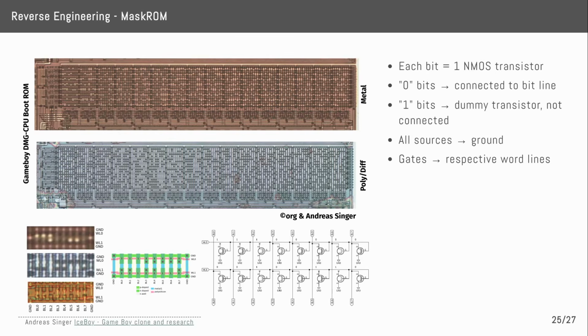If you zoom in and have a close-up, you can see that these are all basically transistors, and depending on whether there is a wire connected or not, these transistors are connected to the bit line or they are not connected to the bit line. So when you read out the wires, you read out the bits, because a 1 is actually a transistor which is not connected.